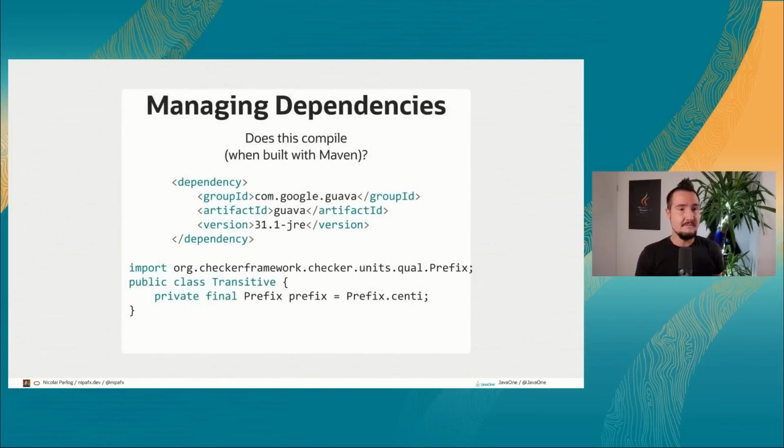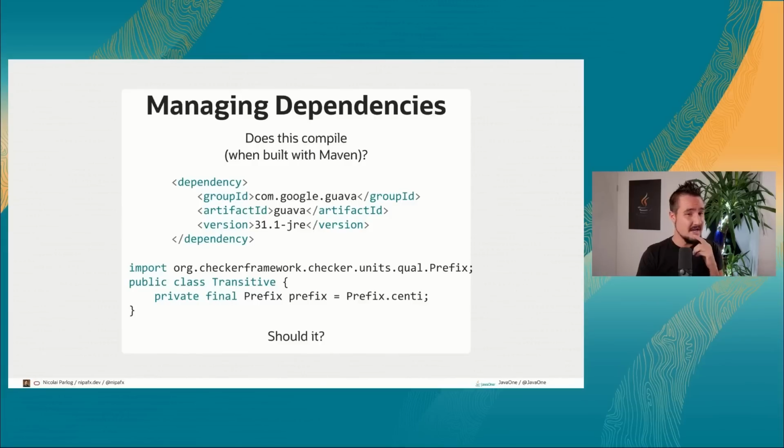So I have this Maven project that depends on Guava. And at the bottom there, I have an import for a class from the checker framework. So the question is, does this compile when you build it with Maven? I have a dependency on one thing, but I use something else. The answer is yes, this works. Maven pulls in all dependencies and all transitive dependencies, and this actually compiles.